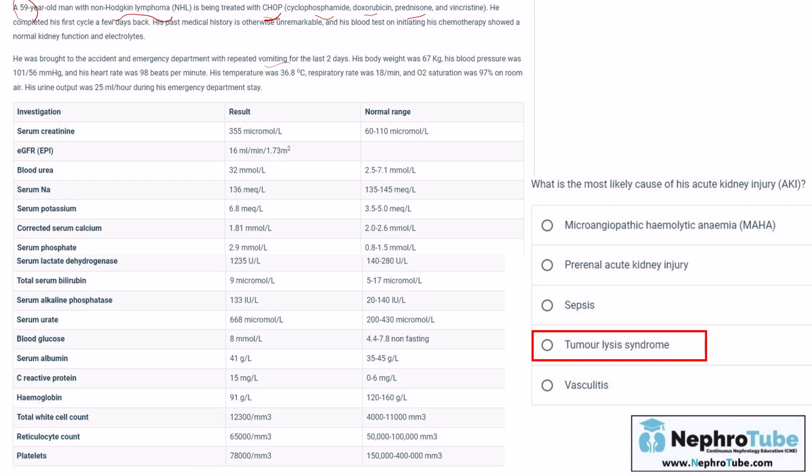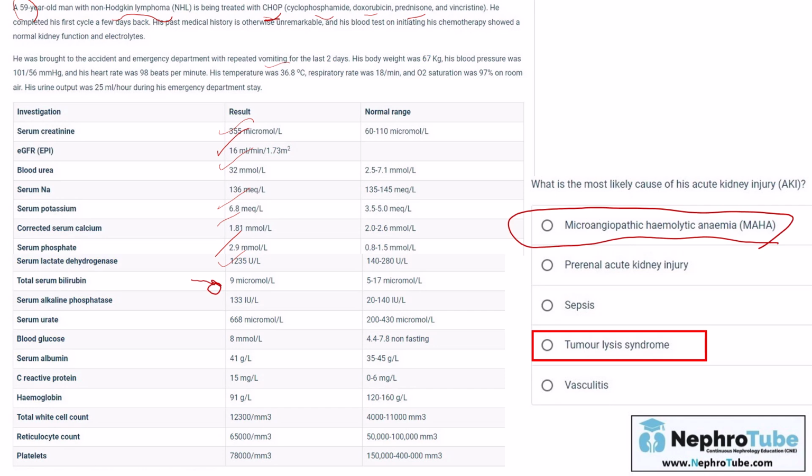Okay, and if you check his lab investigations, you find high creatinine, low GFR, high urea, normal sodium, high potassium, hypocalcemia, hyperphosphatemia. Lactate dehydrogenase is high. It may be high also in cases of tumor lysis syndrome because of the lysis of the cells. With lysis of any cell in our body, LDH may be high. Total bilirubin is normal. That's why we exclude microangiopathic hemolytic anemia.